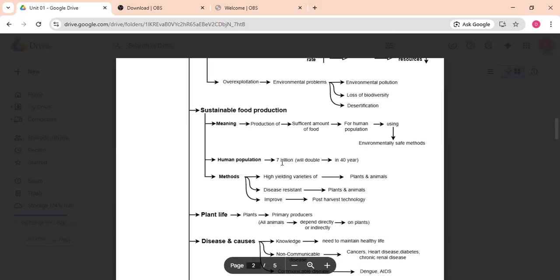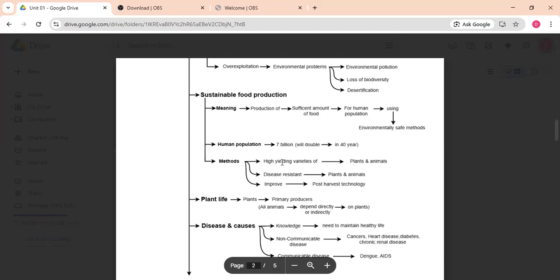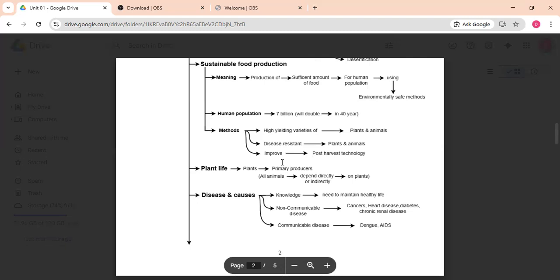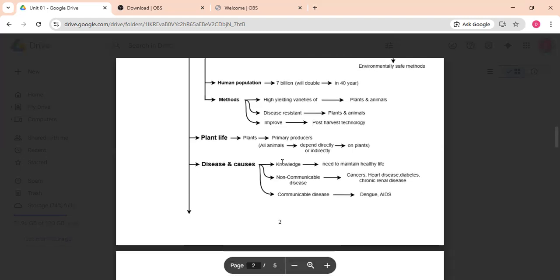Then sustainable food production. What is the meaning of sustainable food production? Production of a sufficient amount of food for the human population using environmentally safe methods. The human population is around 7 billion and it will double within the next 40 years. So methods of sustainable food production are high yield varieties of plants and animals, disease resistant varieties of plants and animals, and improved post harvest technology. Right.